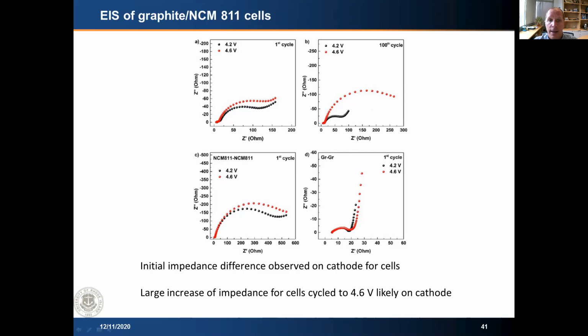When we go back and build symmetrical cells after one cycle, what we see is, once again, greater impedance on the cathode side and smaller impedance on the anode side, suggesting that these impedance changes are predominantly due to changes on the cathode side and not due to changes on the anode side.